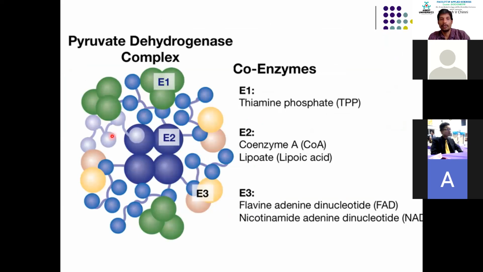So this is the complex E1, E2, E3 together, the pyruvate dehydrogenase complex. E1 requires the coenzyme thiamine pyrophosphate. The E2 subunit of the pyruvate dehydrogenase complex requires two coenzymes, coenzyme A and lipoic acid, and E3 part of the pyruvate dehydrogenase complex requires two coenzymes, FAD and NAD.